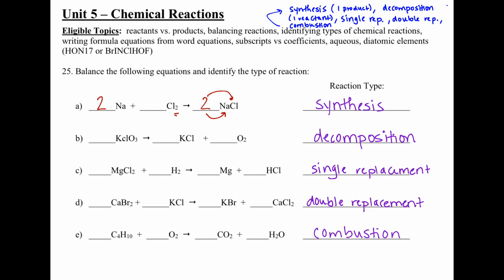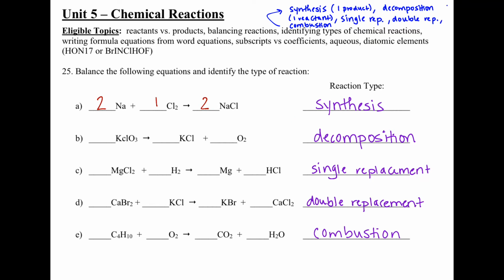Your last step should always be to go back and double check that the coefficients you placed actually worked. So let's see. 2 sodiums, so that's good. 2 chlorines, 2 chlorines, so we are good. Remember, you can either leave this blank because that's implying that it's a 1, or if you would like, you're welcome to put a 1 there. Either is fine. They mean the same thing. Okay, so that first one is now balanced.